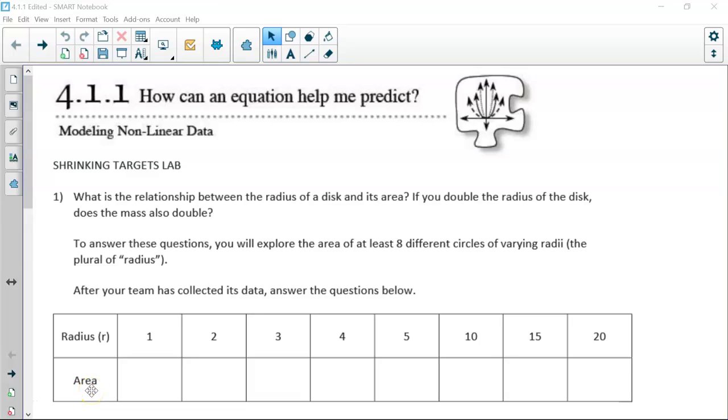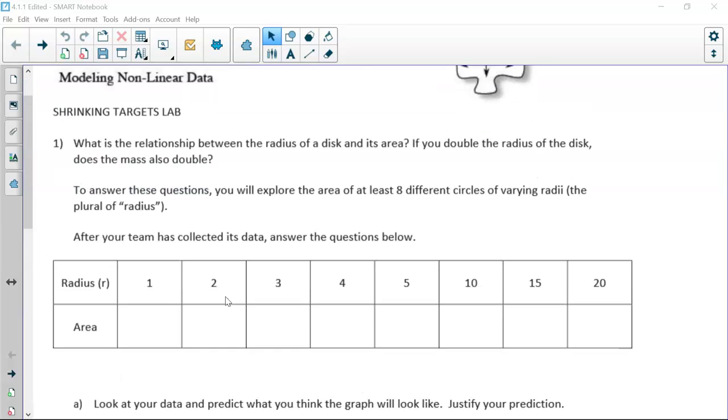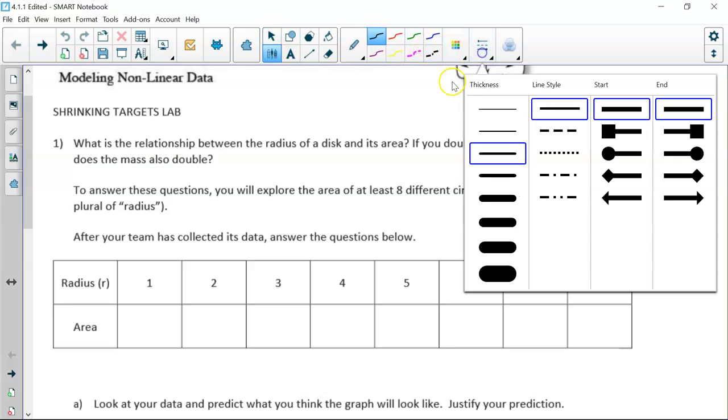Welcome to Chapter 4. This is Section 4.1.1, Modeling Nonlinear Data. This is an updated version, so some of you may have this, some of you may not. So what we're going to be talking about is the relationship between the area and the radius of a disk or of a circle. We're going to find out what happens to the area if you double the radius. So remember, the area of a circle formula: area equals pi r squared.